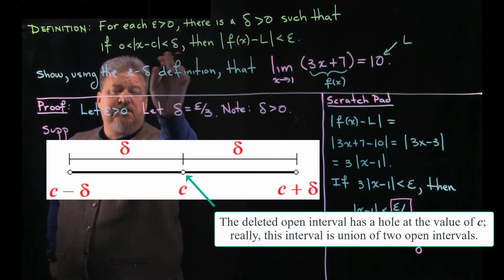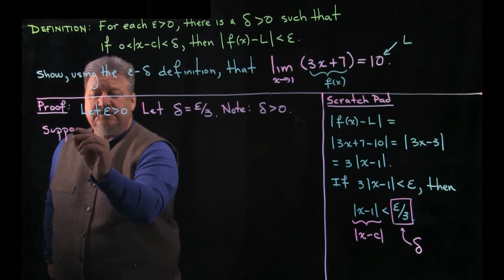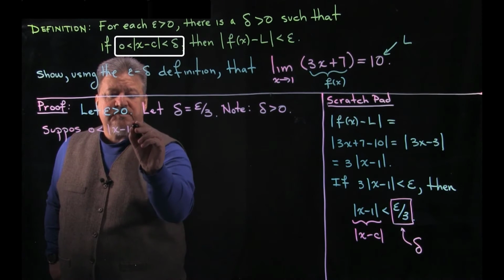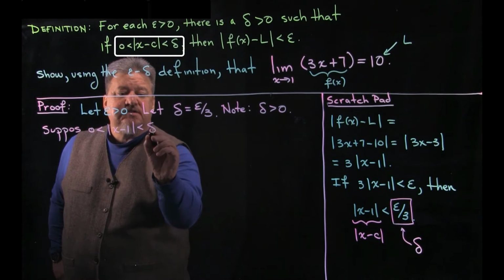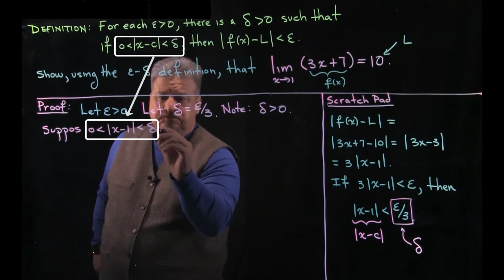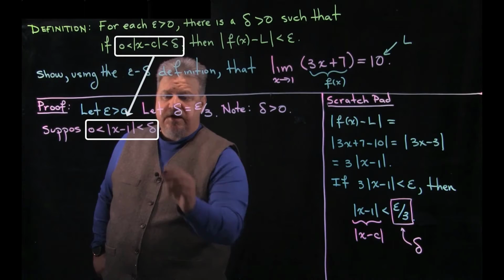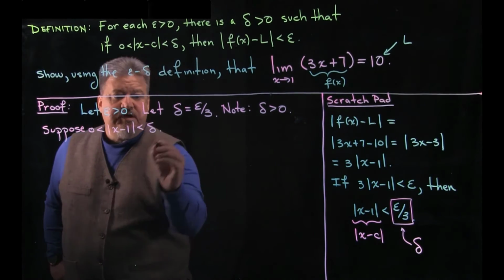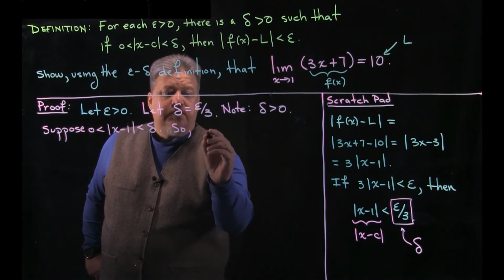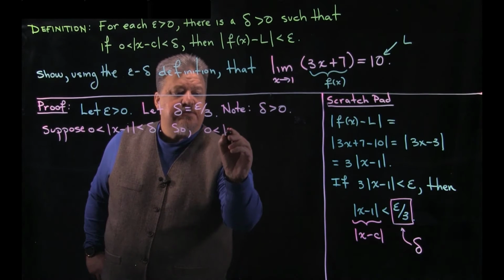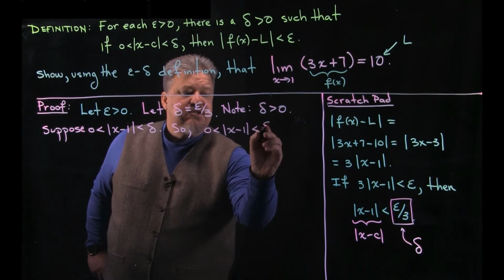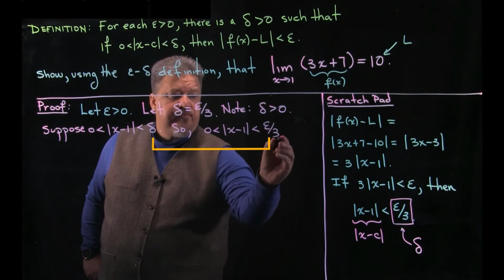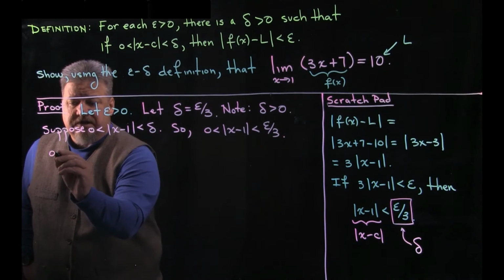We could look at this on the real line in a moment, but let's suppose, and by the way, remember c is 1, that x is no further than delta away from 1. Again, delta is equal to epsilon over 3. So what we have is 0 is less than the absolute value of x minus 1 is less than epsilon over 3. Why? Because delta is equal to epsilon over 3. Okay? So now let's do some algebra.